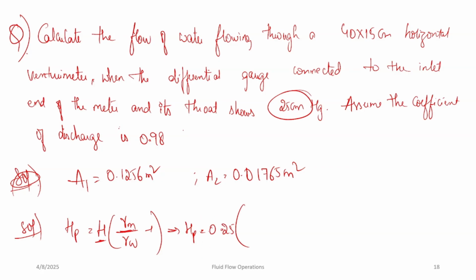What is gamma m? It is the density of mercury, 13600, divided by the density of water, which is 1000, minus 1. This will give us 3.15 meters of fluid flowing. In this case it is water.